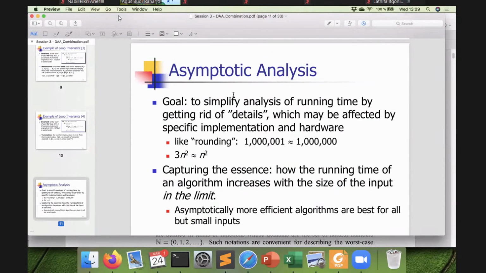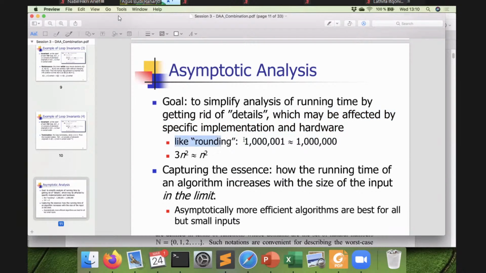So this is the simple explanation about asymptotic analysis, like rounding. You make an approximation and rounding. The goal is to simplify analysis of running time by getting rid of details. We don't need to take into account the details, which matter for small cases, but for medium and large cases they don't matter, and which may be affected by specific implementation and hardware. This is more the purpose.